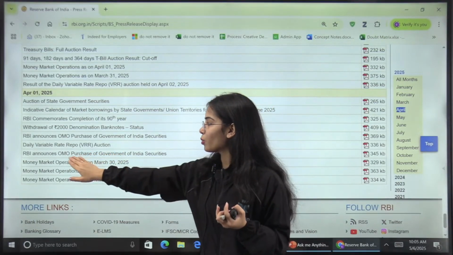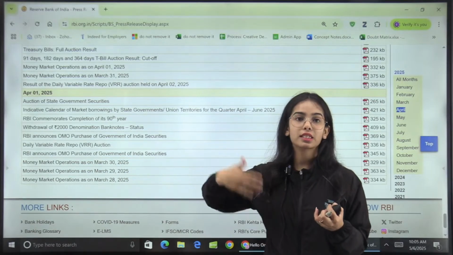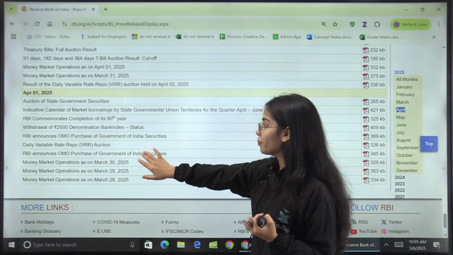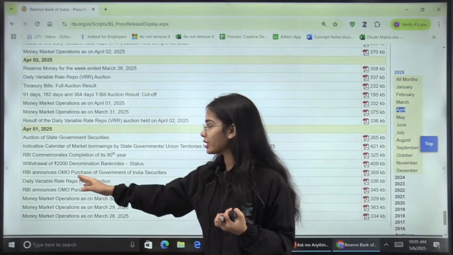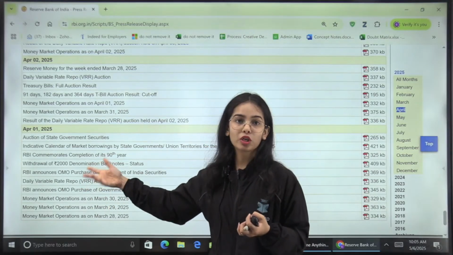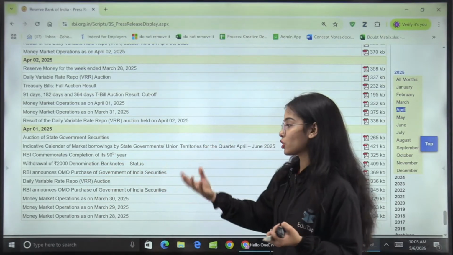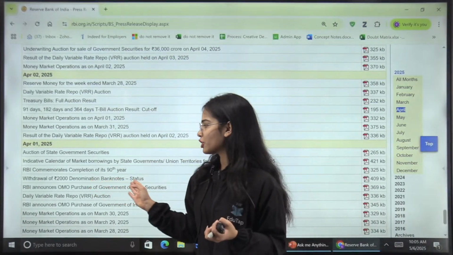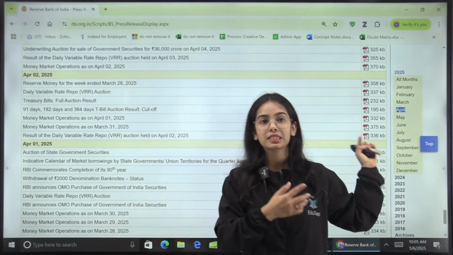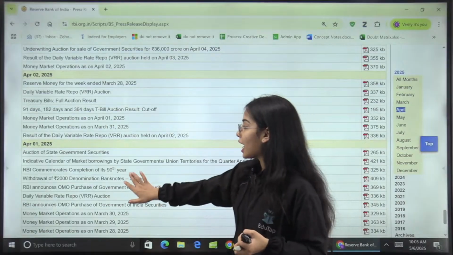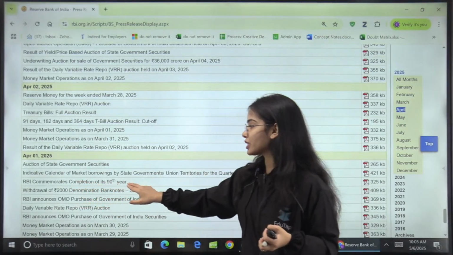RBI announces open market operation purchase. So this is the daily operation of the Reserve Bank of India. Daily variable repo rate, RBI announces, you can see RBI keeps on announcing the open market operation purchase or sale. So withdrawal of 2000 denomination banknotes, this has been happening since past year. Okay, RBI celebrates the completion of its 90th year.